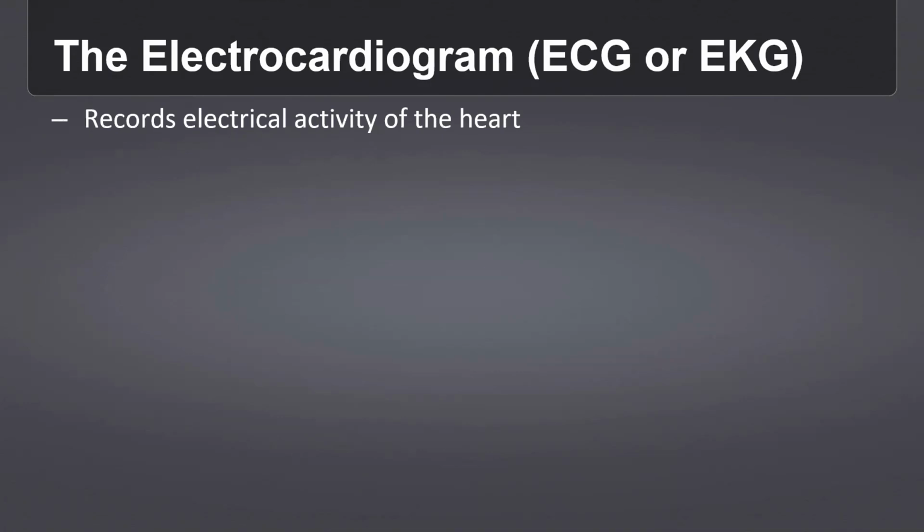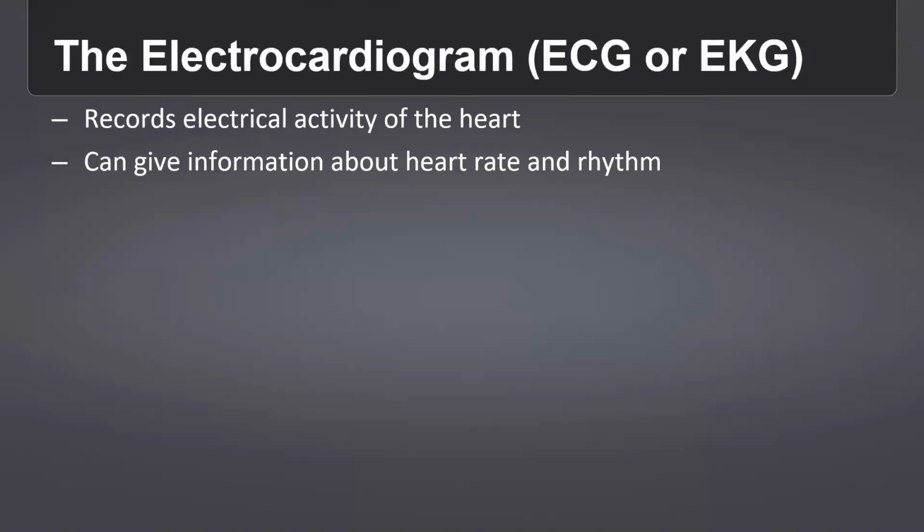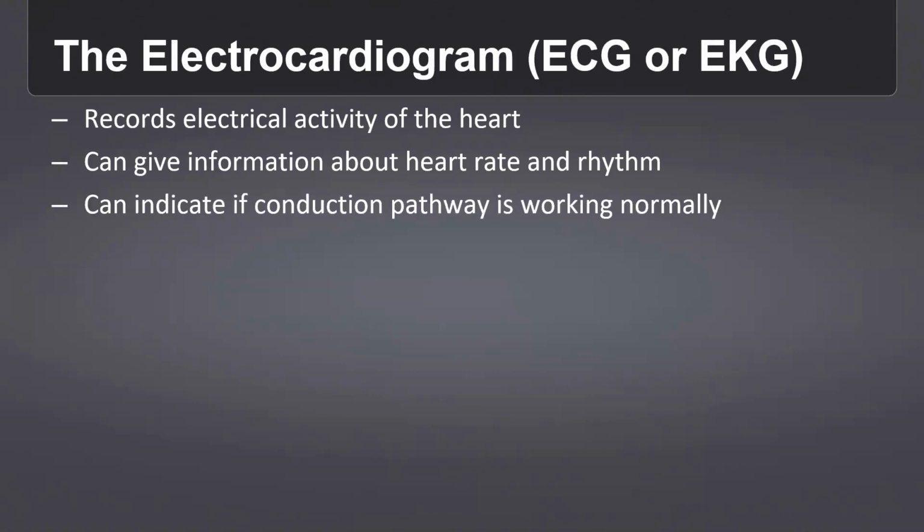The information that you can gather from the readout of this electrocardiogram can give you information on heart rate, how fast your heart is beating, the rhythm, and it can also give information on whether that electrical activity or pathway is working properly. There are certain parts of it. There's the P wave that deals with atrial depolarization, which is just another word for your atria contracting.